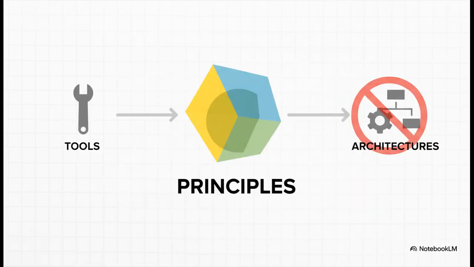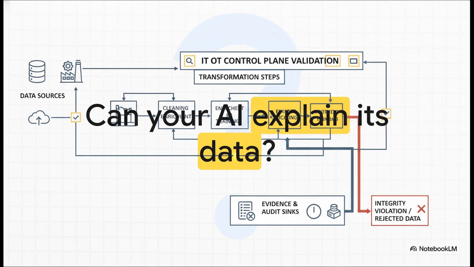Now, I just want to be super clear about something. What we're talking about here are the principles of data integrity and provenance. We are not telling you which tools to use or which specific architecture to build. Our goal is to give you the concepts you need to design trustworthy systems, no matter what tech stack you're using. So I'll leave you with this one crucial question to ask of any AI system you're working with, especially in a regulated space. Can it explain its data? Because if an AI can't tell the complete story of its data from the very beginning to its final decision, then you simply can't trust it to act.